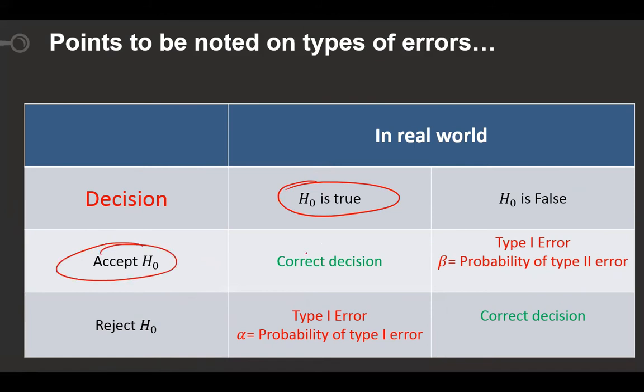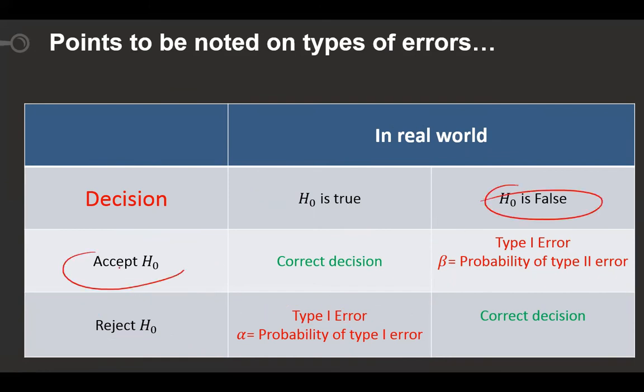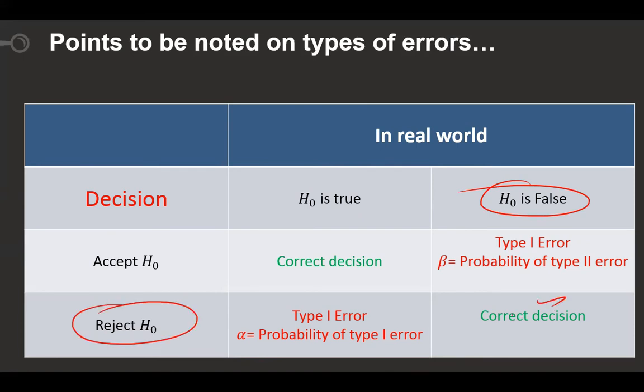I am accepting it. Correct decision. H naught is true, I am rejecting it. So type 1 error. H naught is false, I am accepting it. So that is also an error. So it is type 2 error. Now, H naught is false, I am rejecting it. So I made a correct decision. This is what you have to remember.